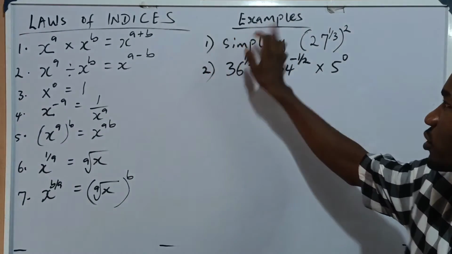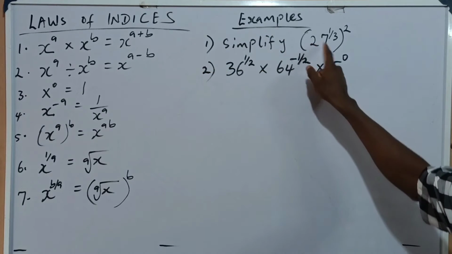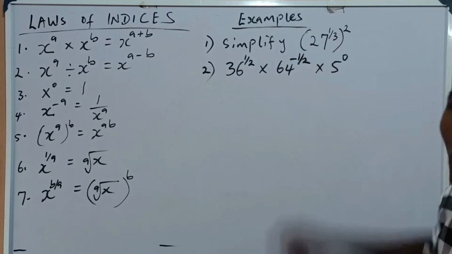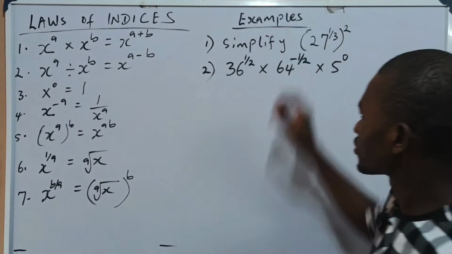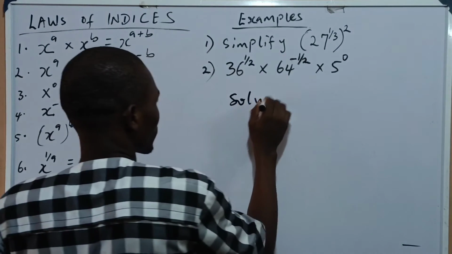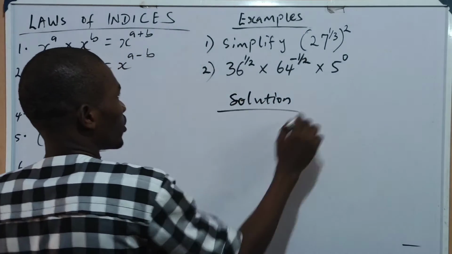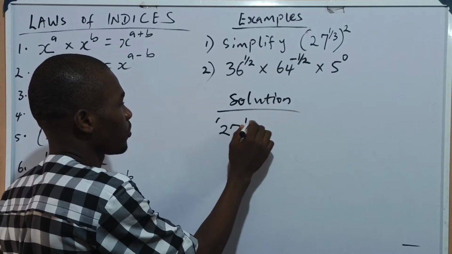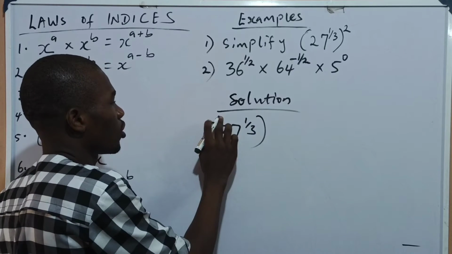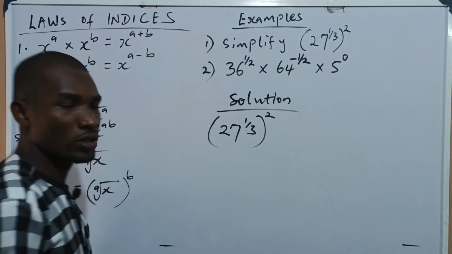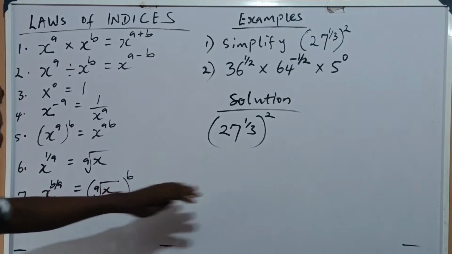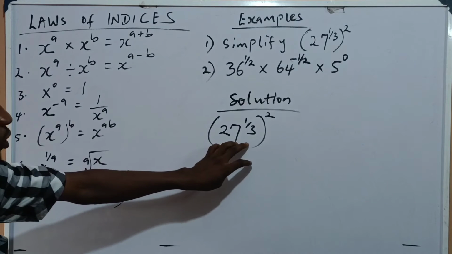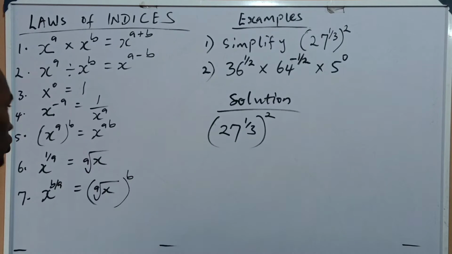The first example says, simplify 27 raised to the power of 1 over 3, all raised to the power of 2. Let's begin with the first solution. Remember the question states that 27 raised to the power of 1 over 3, all raised to the power of 2. The first thing we are going to do is to trace our roots to these given laws of indices to know the very law that applies to solving this given question.